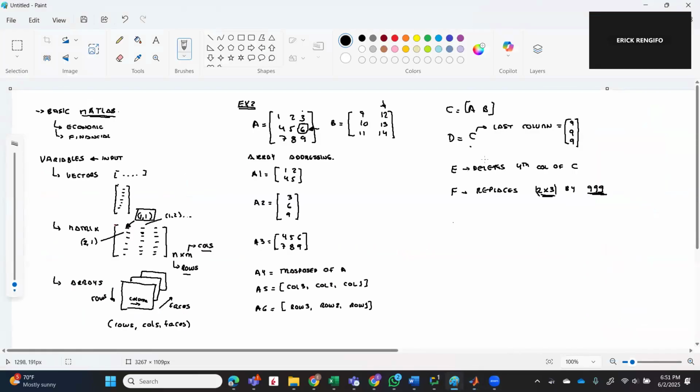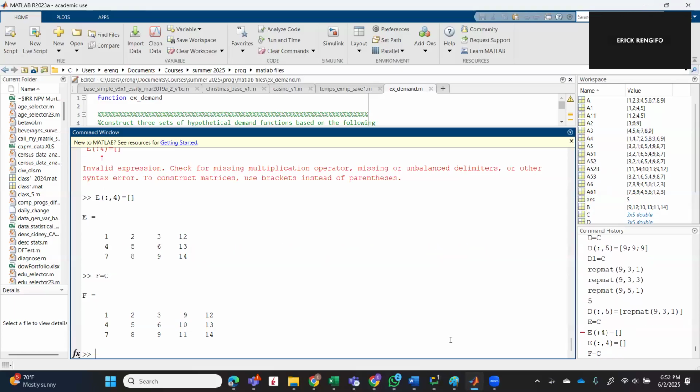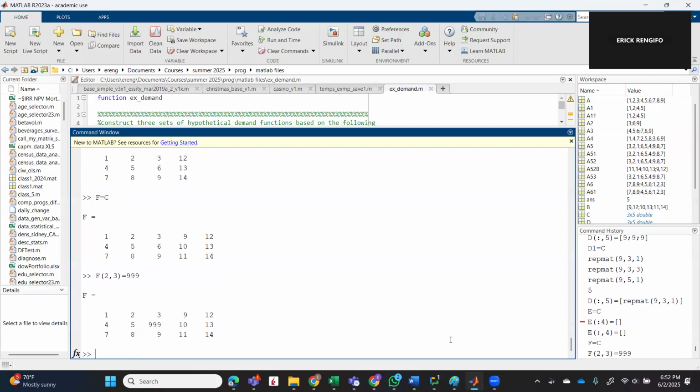Okay, let's do the last one. Well, replacement. F, I need to create F that is going to be equal to C, and I simply want to replace this position 2, 3 by 9999. So let's create F equals C. And then I want F position 2, 3. And I want this to be equal to 999. Here we go.